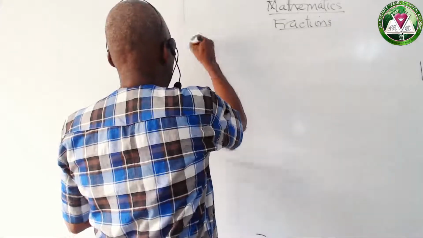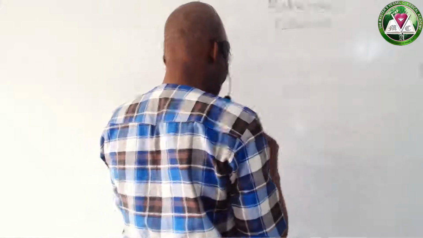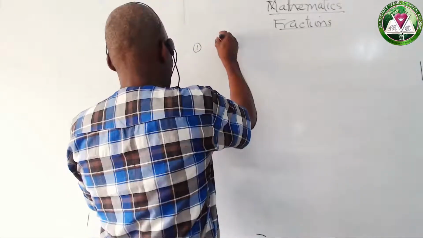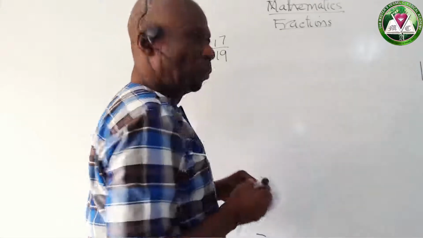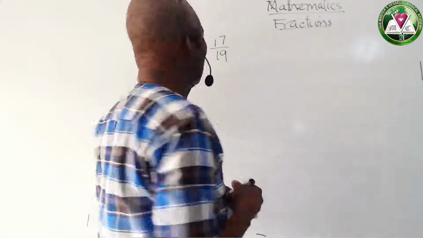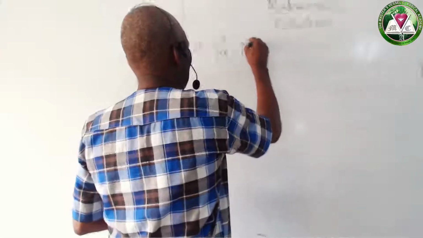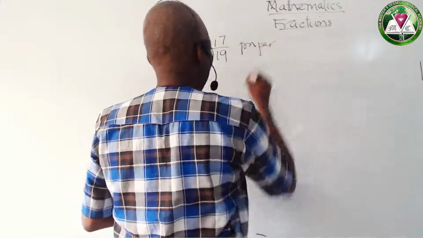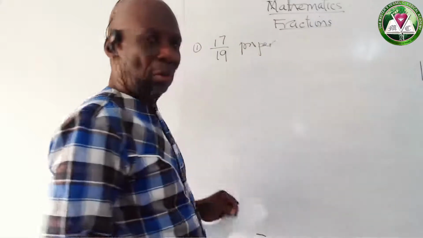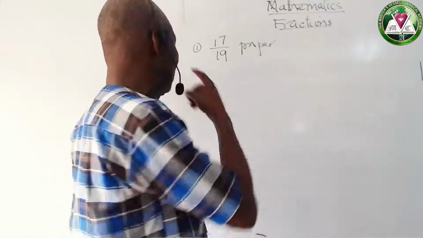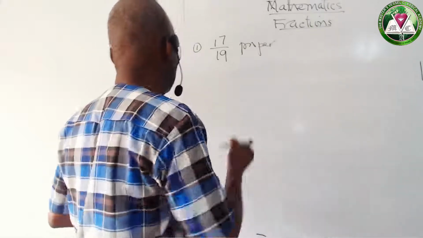Number 1. What was given there was 17 over 19. And then we saw that that one is a proper fraction. Why is it proper? As we told you, numerator is smaller than denominator, or denominator is larger than numerator.